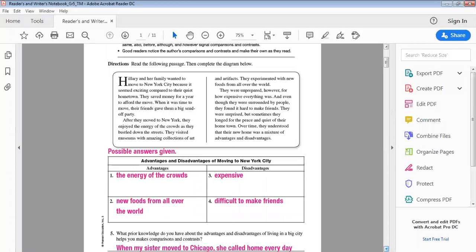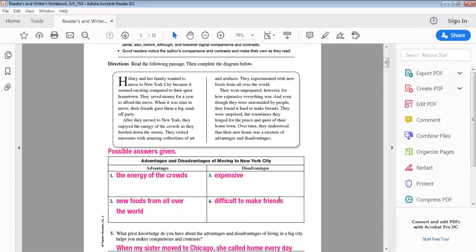The first advantage of moving to New York is the energy of the crowds. Then the disadvantage of living in New York is that it is very expensive compared to where they lived before. Another advantage of moving to New York was that they found new foods from all over the world. In their old town, they didn't find new foods from all over the world. They found them in New York.